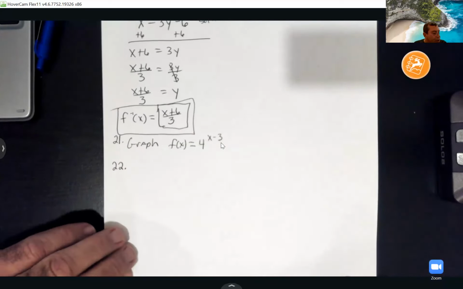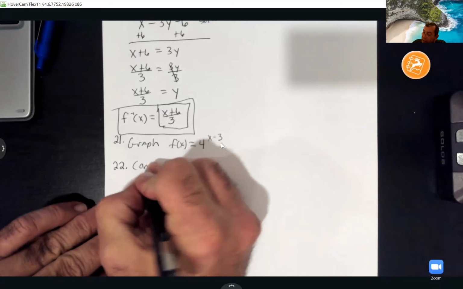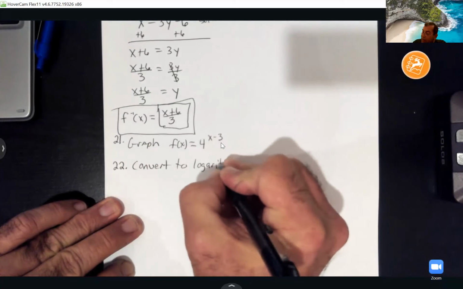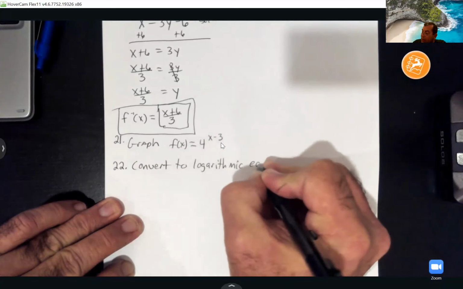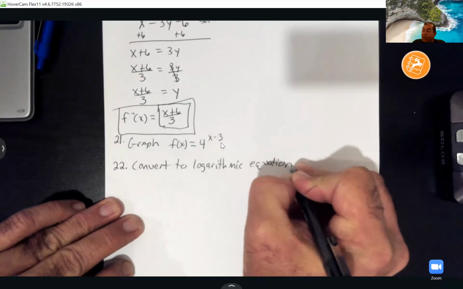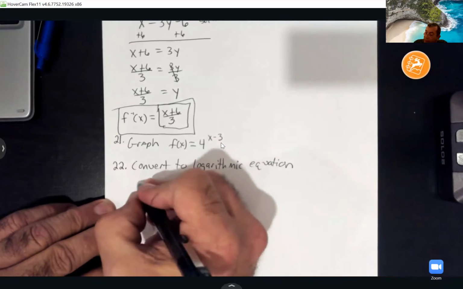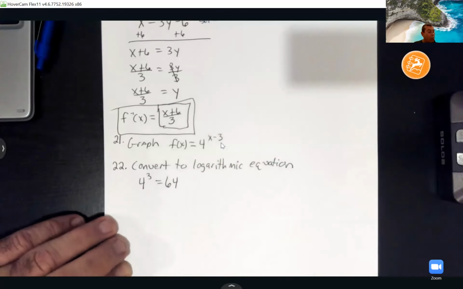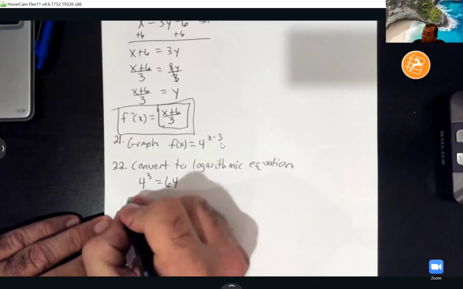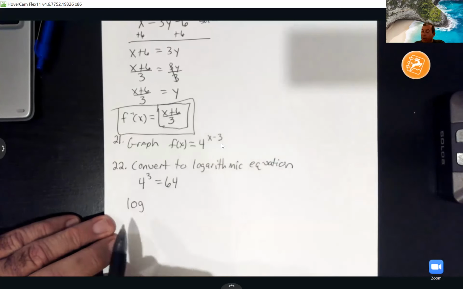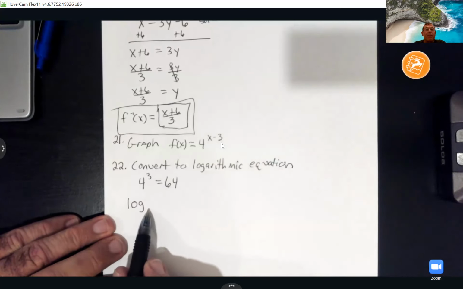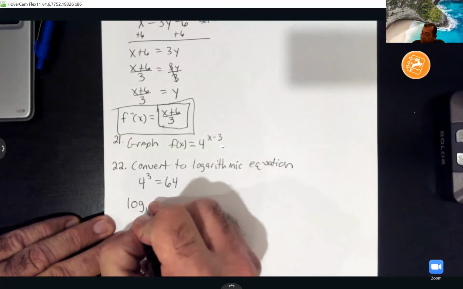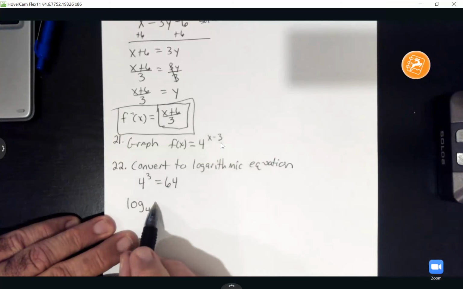All right, y'all, 22, convert to logarithmic equation. We just did this on our test. Test 4, this question came from it. I got 4 to the 3rd equals 64. So to convert to a log, you write log. The base of the log is the same as the base of the exponential, so the base will be the 4. The result is?